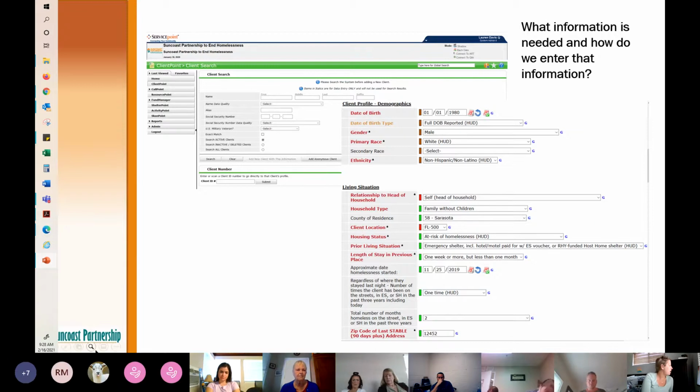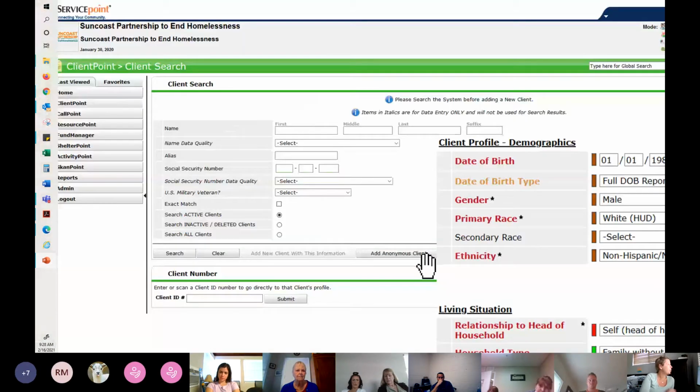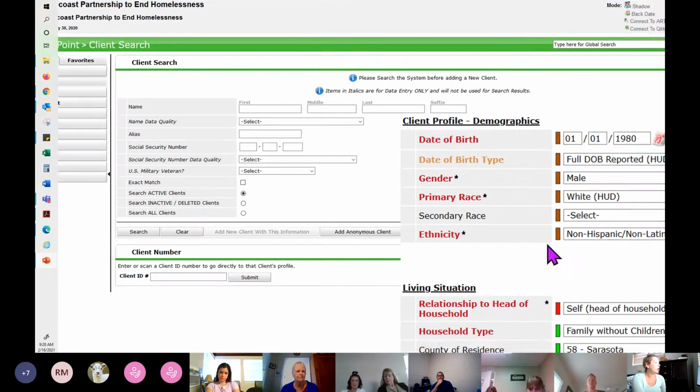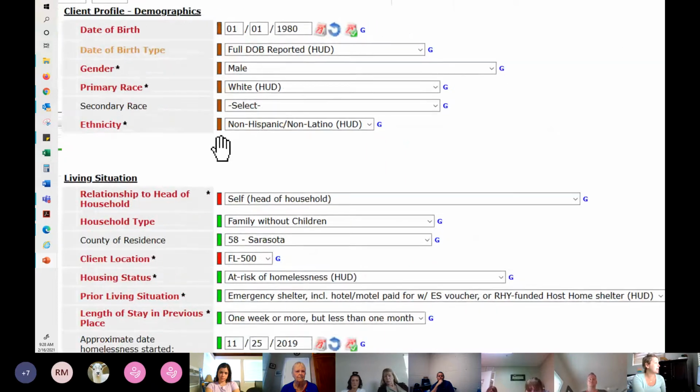So this is a picture of your ServicePoint. Some of you are familiar. Some of you are coming through this training as a refresher. Some of you are seeing this for the first time. As soon as you log in, this is where you will see ClientPoint and we search for our client. Over here is a basic assessment that we will all be using, regardless of what project you are working in. We will all be using a very basic assessment that contains the 16 universal data elements.